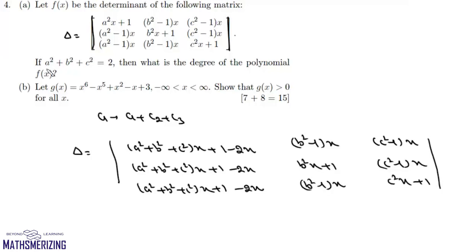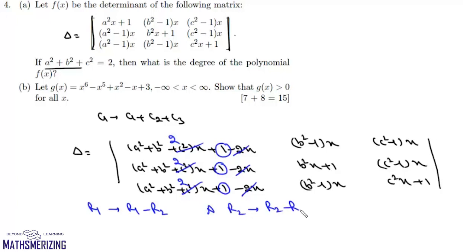Now it is given that a square plus b square plus c square is 2. So it will be 2x, here also will be 2x, and here also will be 2x. So this 2x will cancel in all the three rows of the first column. We are left with this 1, 1, and 1. Now what we will do is we will write r1 as r1 minus r2, and we will write r2 as r2 minus r3.